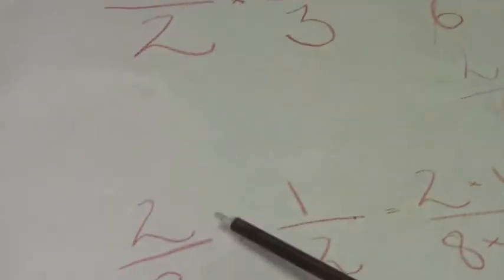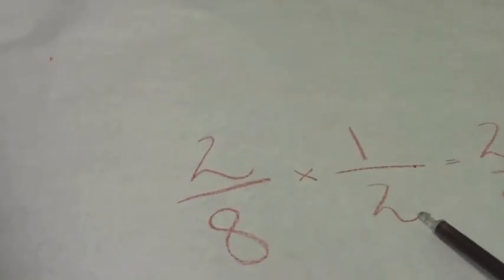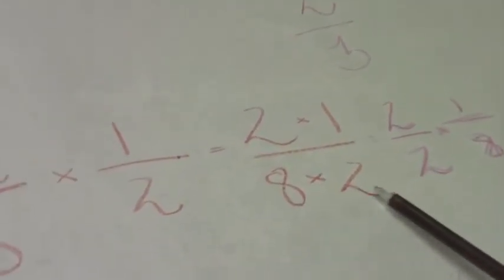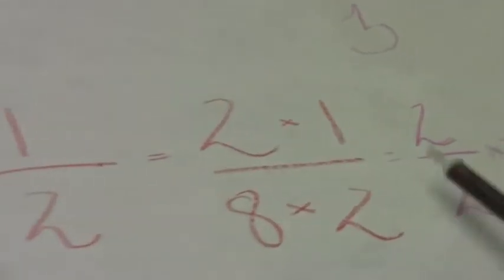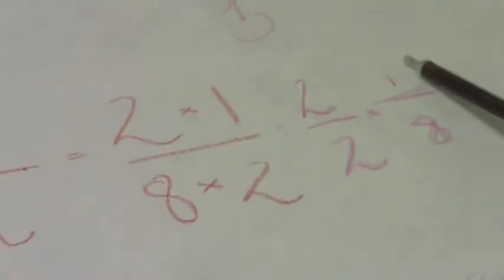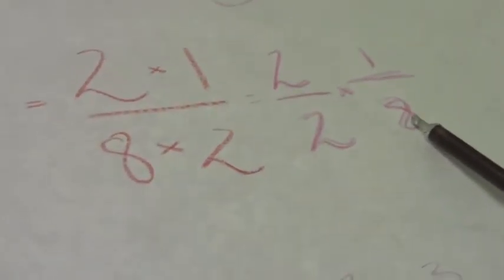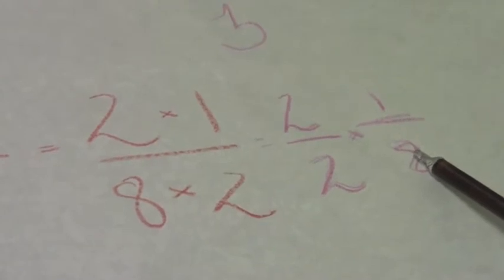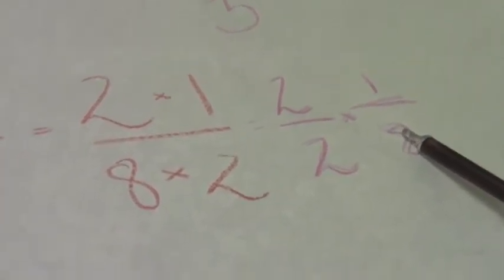Also, think about it this way. You can identify common factors. Let's take this example, 2/8 times 1/2. That can also be written as 2 times 1 over 8 times 2. And you can do this because you keep the numerators together and the denominators together. You can also rewrite this as 2 over 2 times 1 over 8 because in multiplication, the order doesn't matter, because of the commutative property.